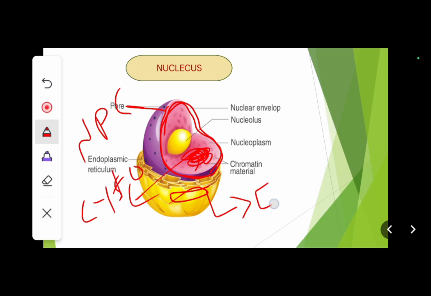endoplasmic reticulum, ER. Why is the ER located here? It is also a separate organelle, but why it is located here, I will explain clearly. This nuclear membrane is interconnected with the endoplasmic reticulum, which is continuous with it. So that's why the endoplasmic reticulum is integrated with the nuclear envelope.